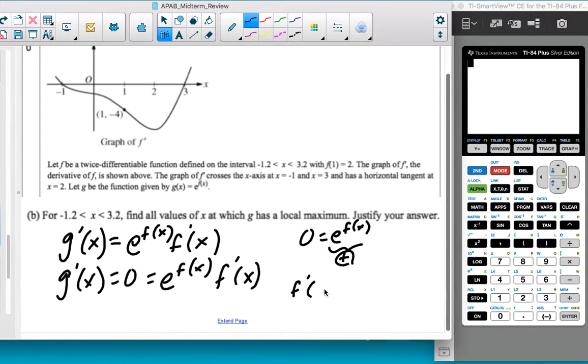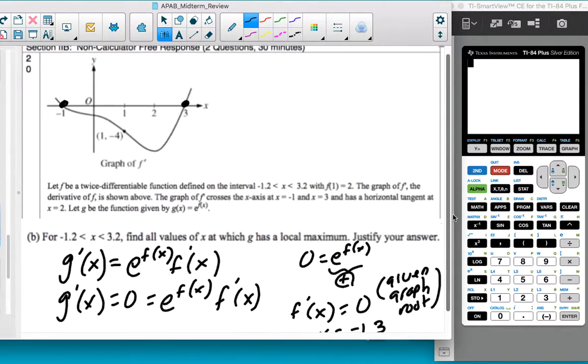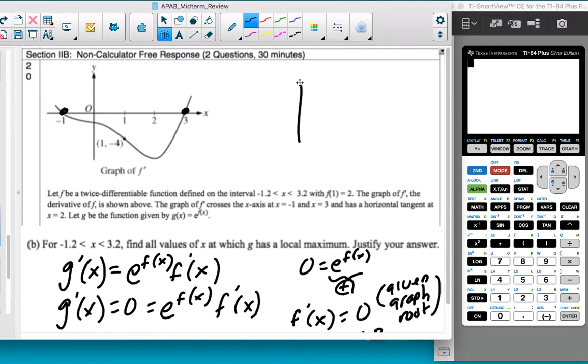And f prime of x is going to be 0. Well, we've seen that. f prime of x is 0 specifically at x equals negative 1 and 3, because this is when the given graph has a root, right? So that's when f prime is 0. If I were to make a sign chart, I know that I start at negative 1.2 and there's a root at negative 1 and there's a root again at 3, and then there's an endpoint at 3.2, right? I know that I have e to the f of x. Well, this is literally always positive because it's an e to the stuff.